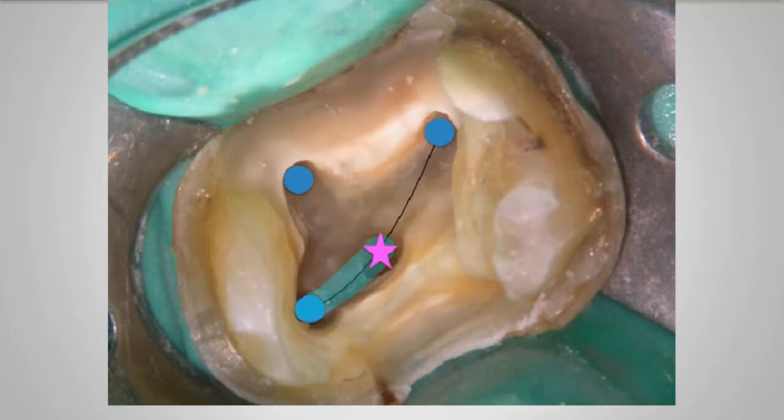So you need to imagine a line from MB1 to palatal. If you can see an isthmus, follow it with an LN burr or with your ultrasonic tip. And when you get to about this point, this is the most likely zone where you're going to find the MB2. Okay, next question.